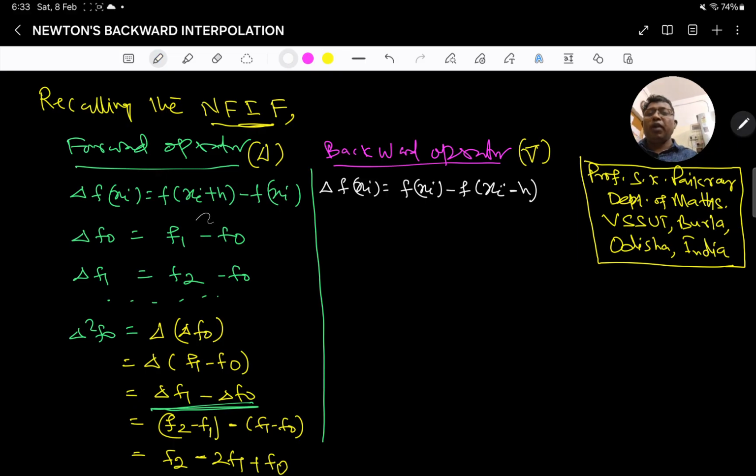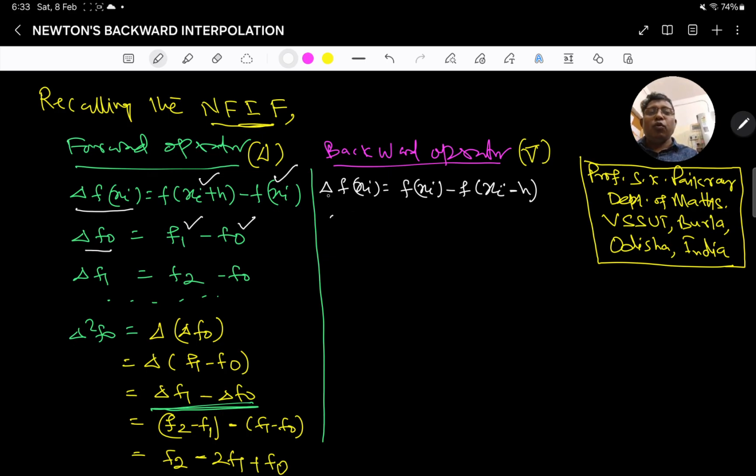Now in your forward operator, delta f(xi) means next minus that. So here delta f0 means next, f1 minus f0. Then likewise in your backward, it is the same thing minus the previous.